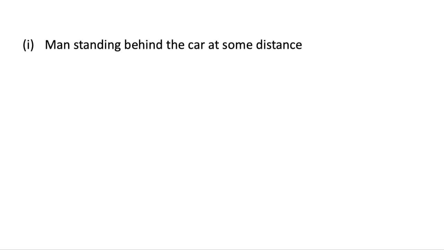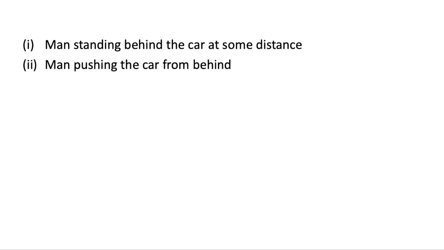The first example is a man standing behind the car at some distance. In this case, there is no interaction happening between the man and the car. The man is just standing, so no force is generated. Thus, there is no pushing or pulling action involved. Neither is there any change in the speed or direction of motion of the car. Thus, there is no change in the state of motion of the car.